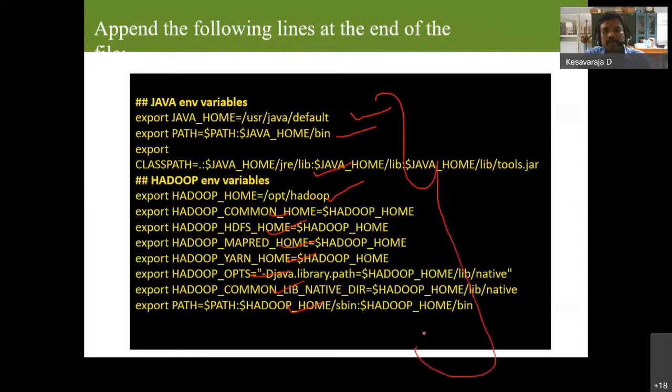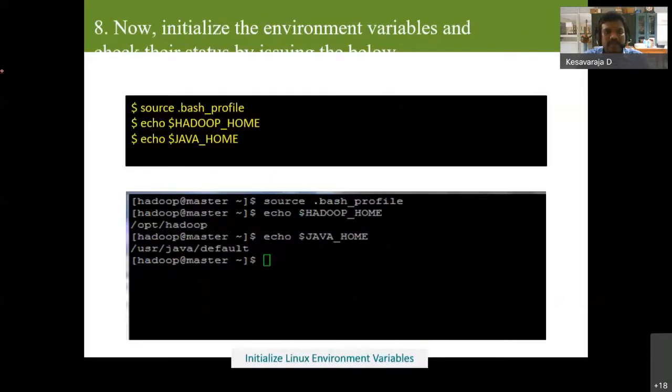So I will write the environment variables. I will set the paths. All those things are written in the .bash_profile file. Once you restart your machine, the .bash_profile file is automatically executed. Now I won't restart, so I will use the command source .bash_profile. It executes the file. For verification of whether it's executed or not, echo $HADOOP_HOME, echo $JAVA_HOME. So HADOOP_HOME is /opt/hadoop, JAVA_HOME is /usr/java/default. It's working.